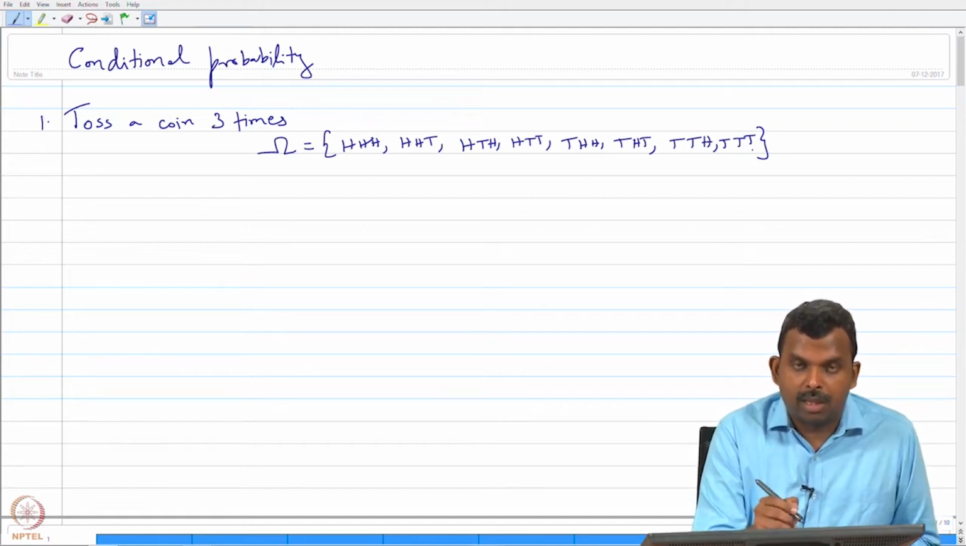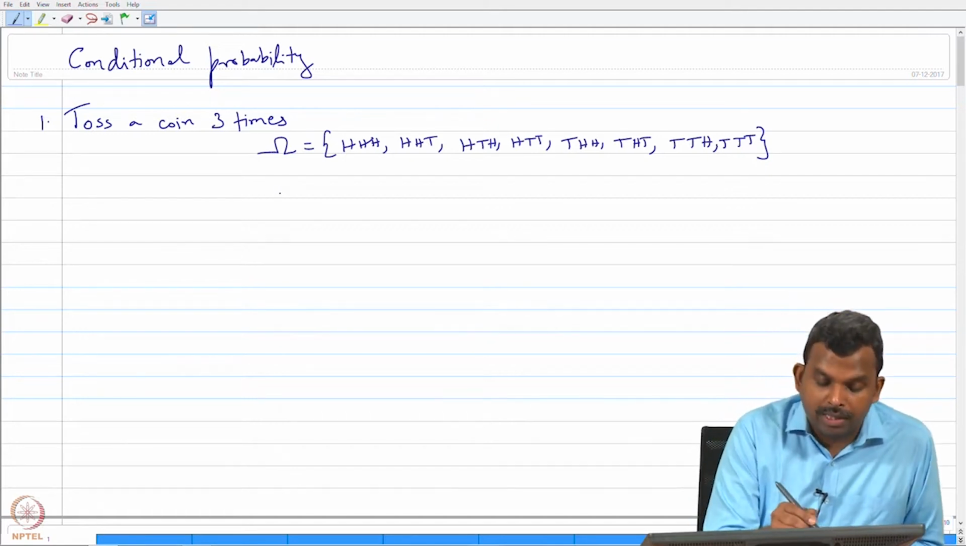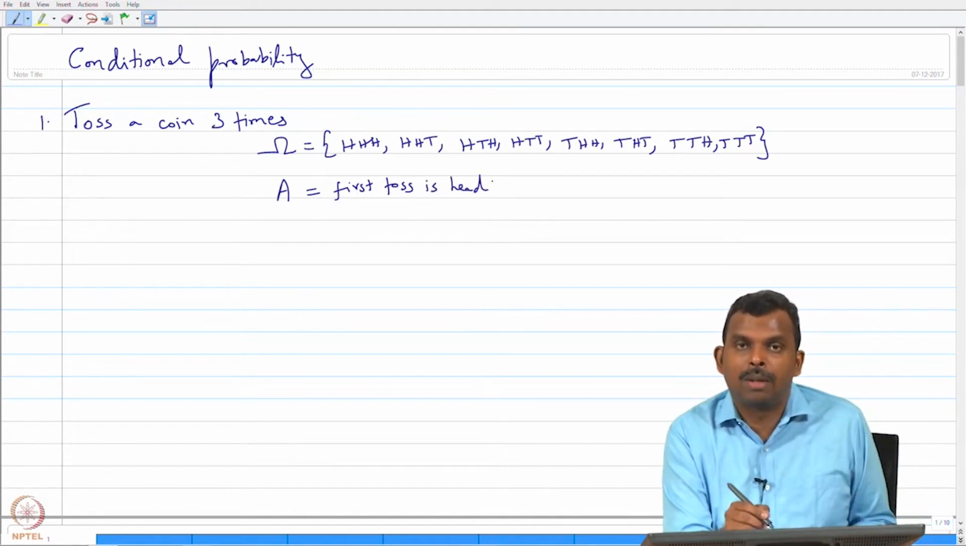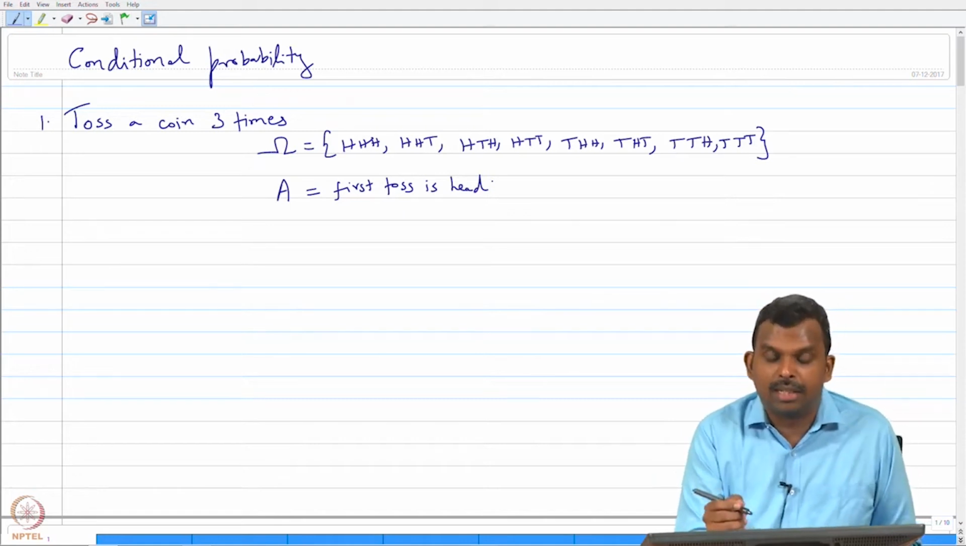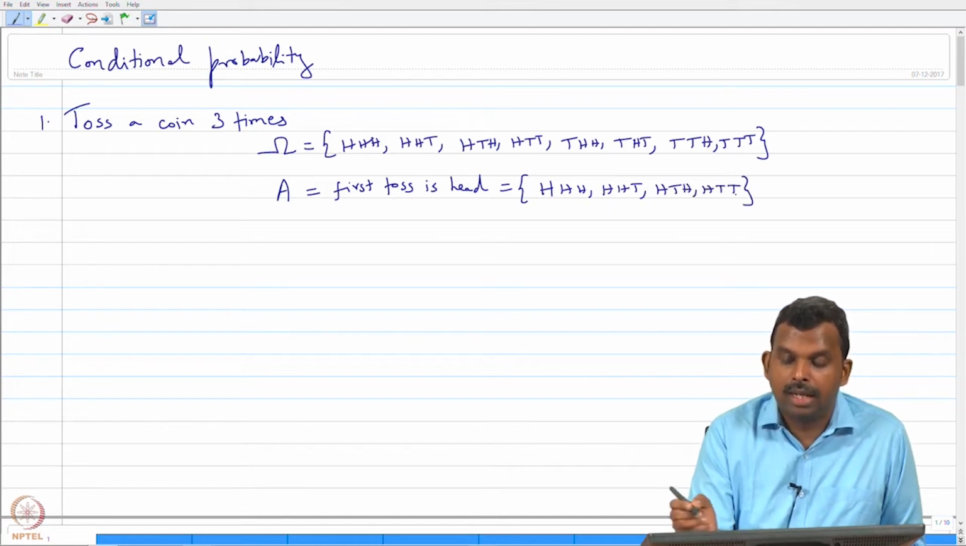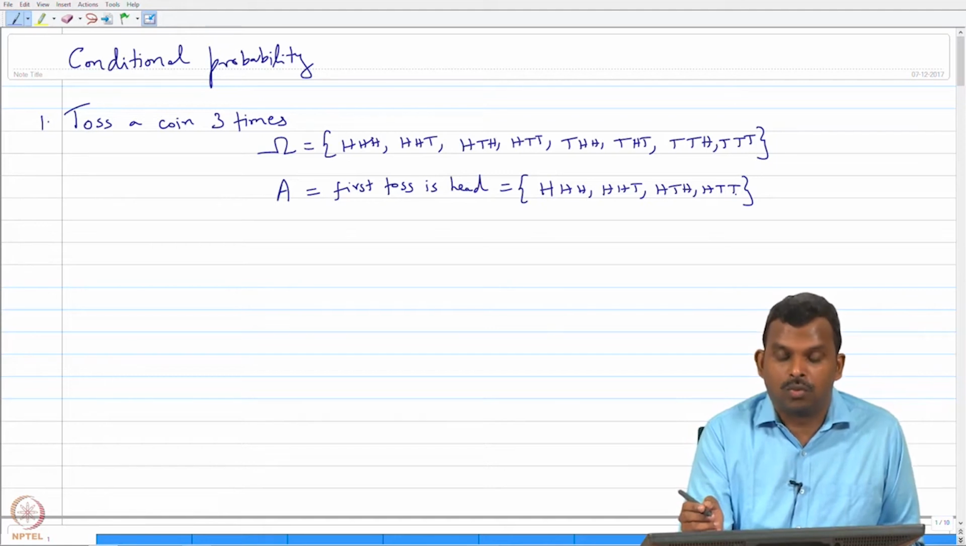To illustrate conditional probability, I am going to define 2 events. I will define the event A as the first toss being head. So, I am conditioning on the first toss, saying the first toss is head. This is an easy event to write down: HHH, HHT, HTH and HTT. These are the 4 elements of this event A.